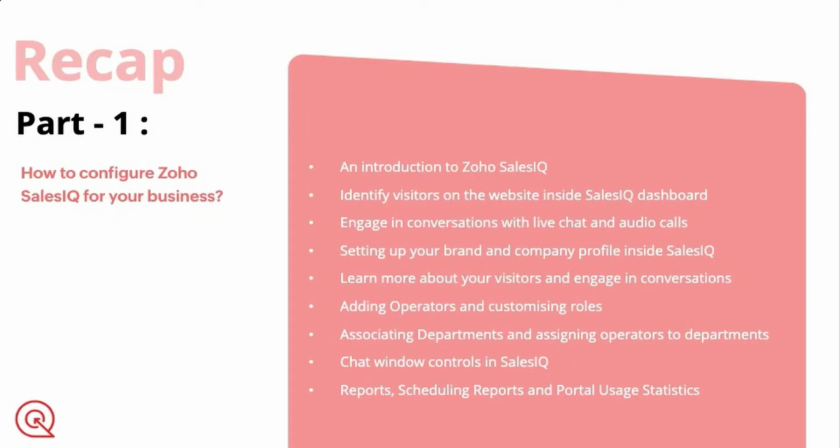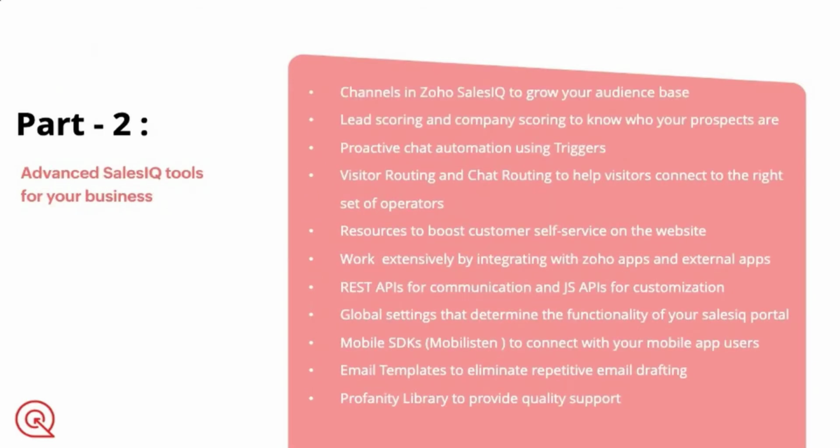So, in part two, we will be looking at different advanced Sales IQ tools that can help you improve customer engagement on your website. So, first, we'll be looking at the different channels that we have introduced in the all new Sales IQ 2.0 that can help you grow your audience base. Then we have lead scoring and company scoring to prioritize your prospects. Then comes proactive chat automation using triggers, visitor routing, and chat routing features.